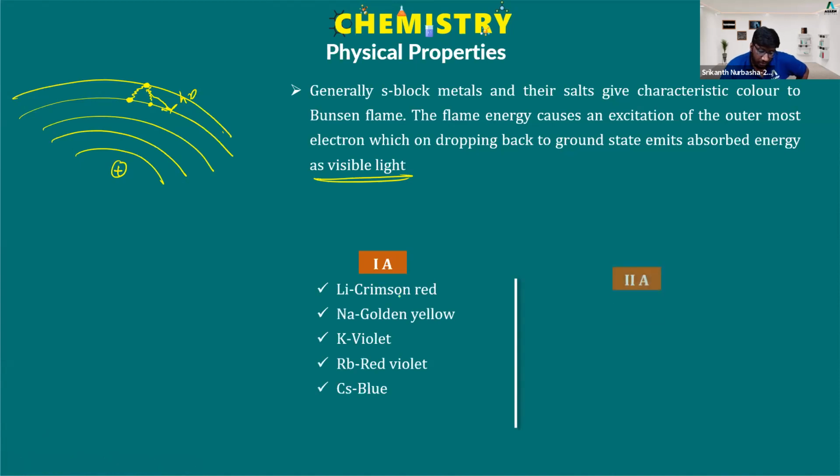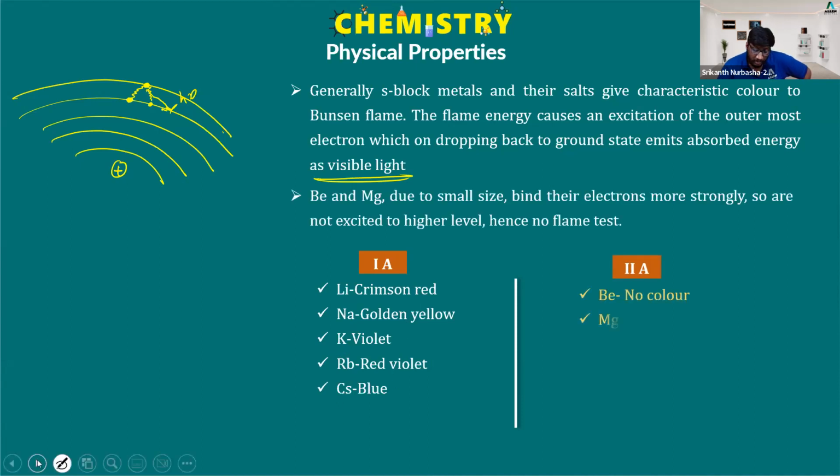So for 1A, you have crimson red for lithium, golden yellow for sodium, violet for potassium, reddish violet for rubidium, and blue for cesium. For 2A, beryllium and magnesium do not show color, because they have more effective nuclear charge. Because of that, they hold the outermost electron strongly, and the excitation of the electron is not happening. Beryllium and magnesium, due to small size, bind their electrons more strongly, so they are not excited to a higher energy level, and hence no flame test. Beryllium and magnesium, no color.